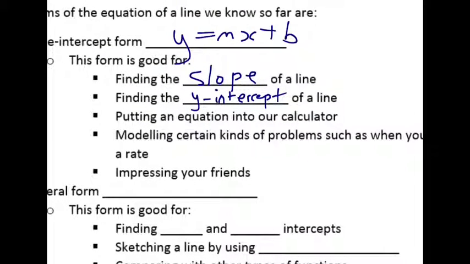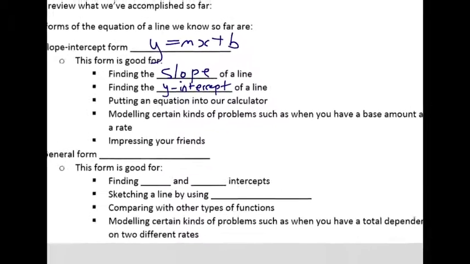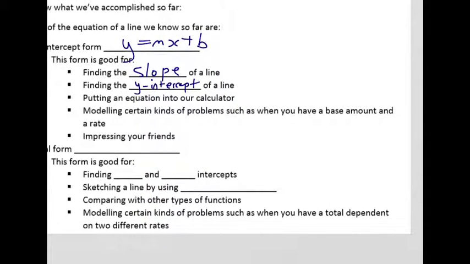Alright. It's good for putting your equation in your calculator. In fact, you can only put an equation in your calculator when it's in slope-intercept form. You probably realize that by now, I hope. It's good for modeling certain kinds of problems, such as when you have a base amount or a flat fee and you're adding a rate. So something like Jack works at McDonald's and he gets paid $30 a day, a flat rate, plus $5 per hour. It's not really the way it works at McDonald's, but that would be an example of a problem you would model in slope-intercept form. Right, a flat fee or a flat amount plus a rate.